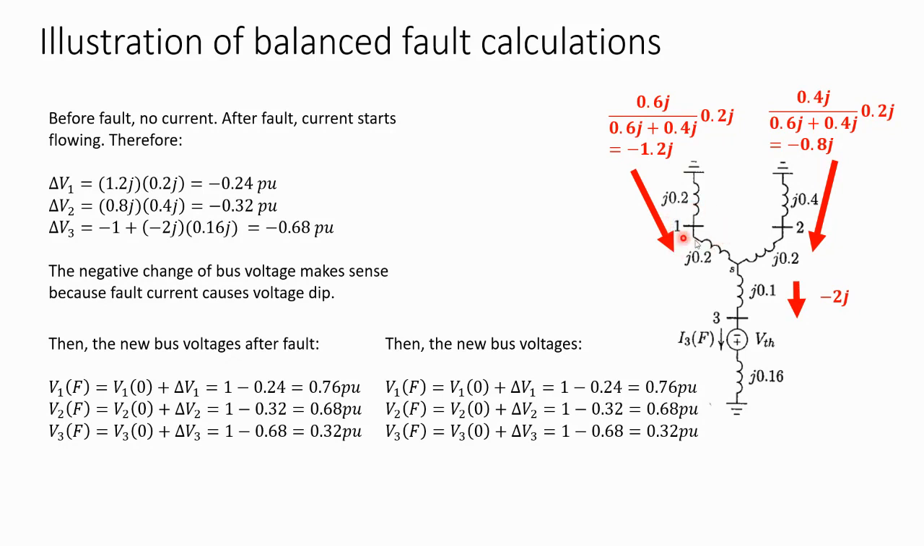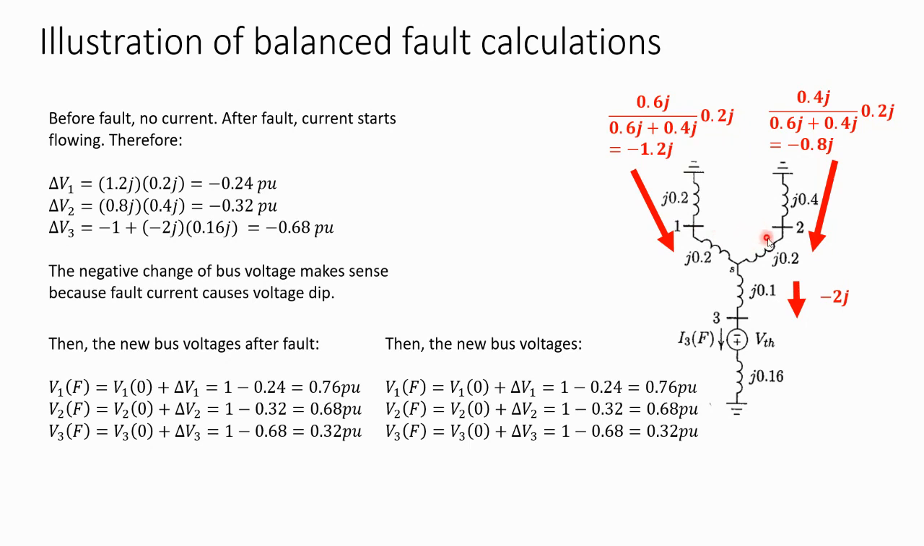Okay, I repeat, why delta? Because the fault current flowing in this branch also represents the delta of the current flowing in this branch. Compared to the previous scenario, before the fault occurs, there is no current flowing in this branch at all. So negative 1.2J is defined in these directions. Therefore 1.2J is in the opposite direction, from bus 1 to ground. And that is how we managed to obtain this equation. 1.2J multiplied by 0.2J, we get negative 0.24 per unit for delta V1.